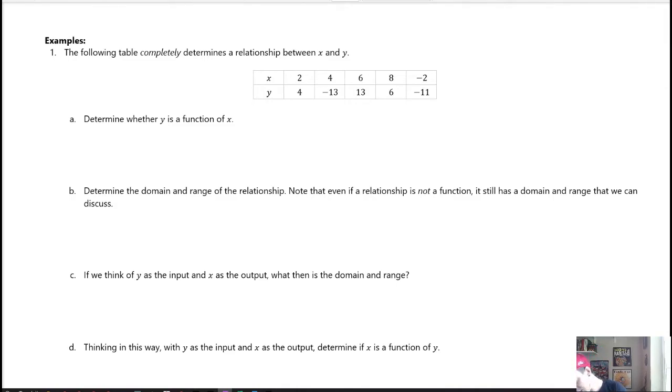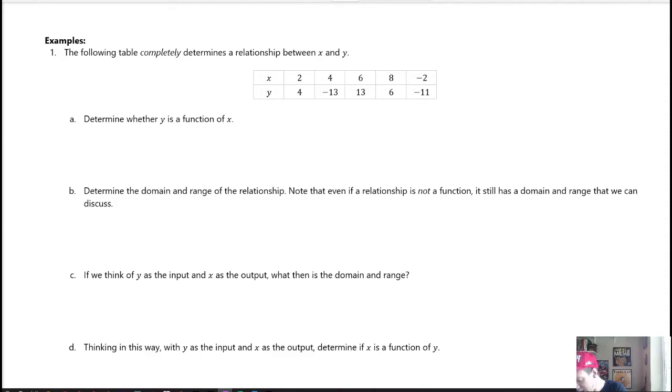From this, we see that the x value of 2 outputs a y value. So if we think of x as the inputs, then if x is 2, the output, the y value, is 4. If x is 4, the y value, the output, is -13. If x is 6, the corresponding y value is 13. If x is 8, the corresponding y value is 6. And if x is -2, the corresponding y value is -11.